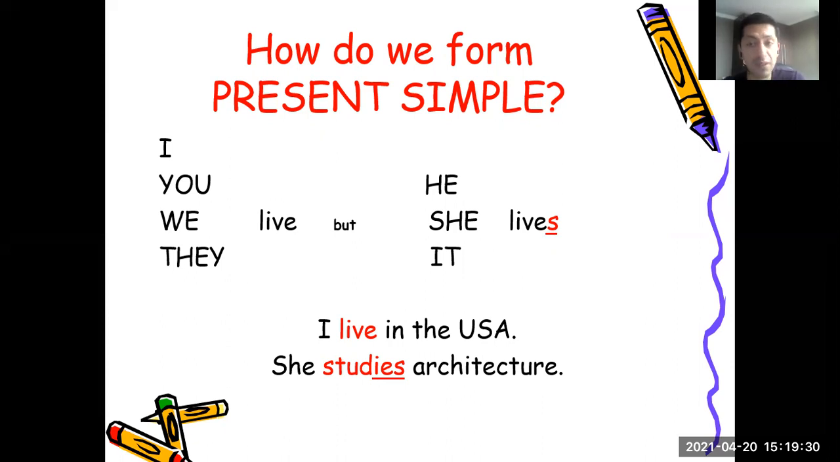So some examples here: I live in the USA. As you see, I'm using the pronoun I, so I have to use the verb as it is, okay? But in the second one, I have she studies architecture. In this case, we are using the third person singular, which is she. So we have to use the verb with the ies form. We have to add that to the verb.